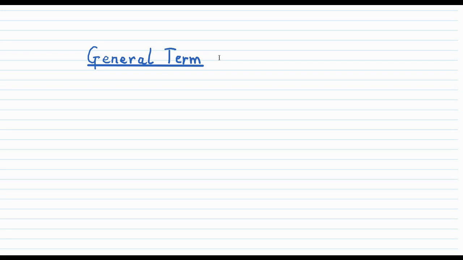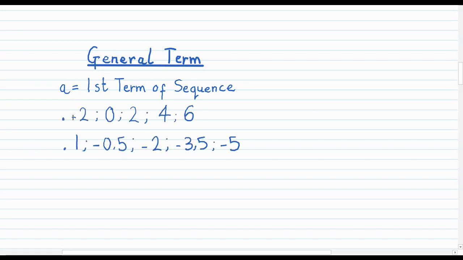Next, we'll look at how to determine the general term of an arithmetic sequence. First, some notation which you should be familiar with. A represents the very first term in the sequence. So looking at the two examples we just looked at, for the first one, A would be negative 2. For the second one, A would be 1. I'll just add the common differences we calculated above to the side over here. Then the second term to become familiar with is n, and the nth term.